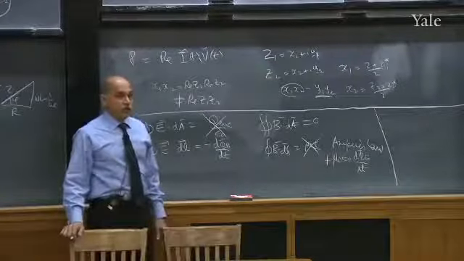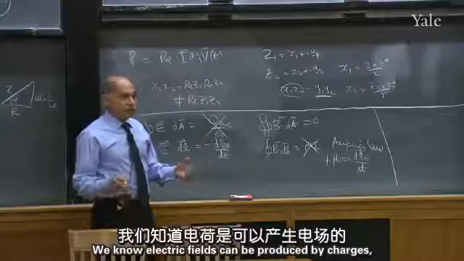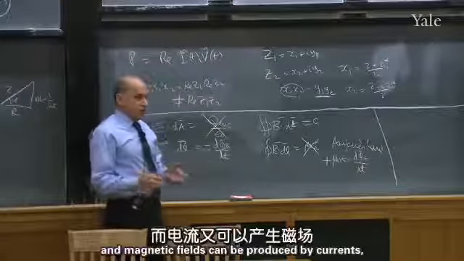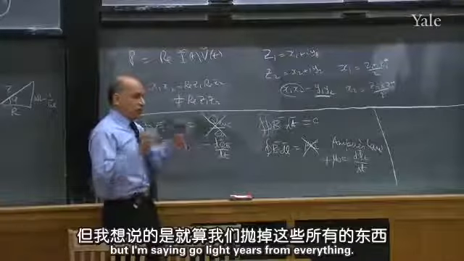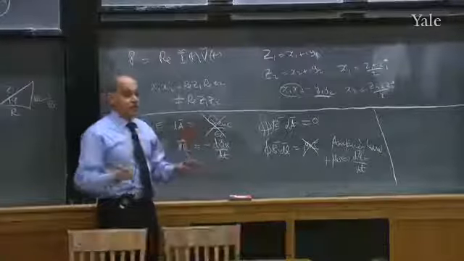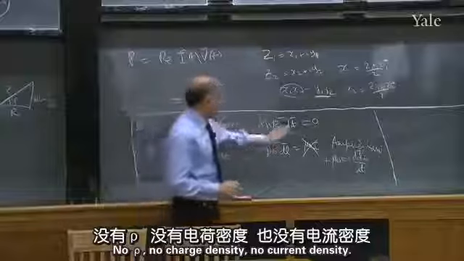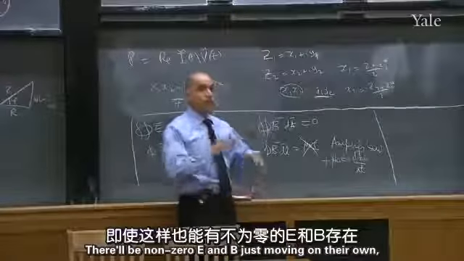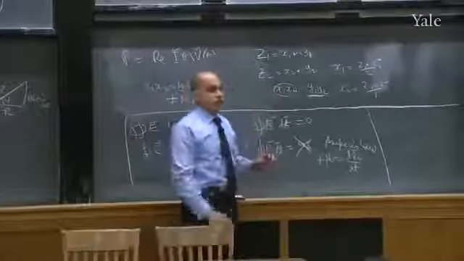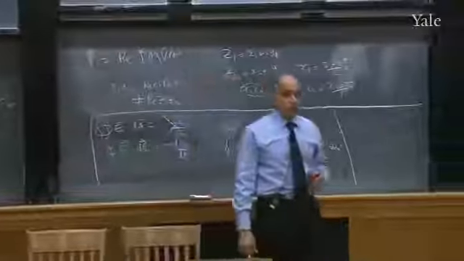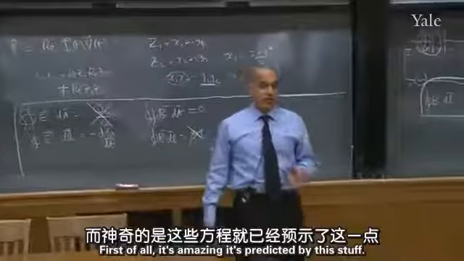That's the interesting part. We know electric fields can be produced by charges, and magnetic fields can be produced by currents. But I'm saying go light years from everything. No rho, no charge density, no current density. There'll be non-zero E and B just moving on their own. And you want to understand how that happens. First of all, it's amazing. It's predicted by the stuff.